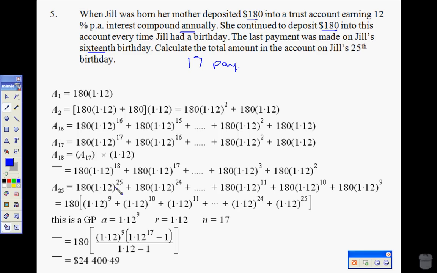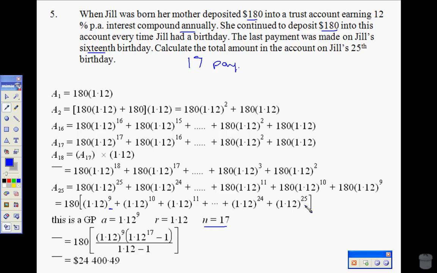For 25 years. Okay, so then we have to calculate this. Notice that it doesn't go down to 1; it goes to 1.12 to the power of 9. So if 180 gets factorised out, our first term is 1.12 to the power of 9. That's where it's different, and that's where someone just using a formula is going to have trouble. They're probably not going to get their A right. They're probably going to get the R right because it's 1.12, but again, will they get the number of terms right?